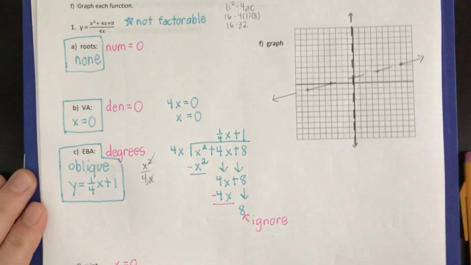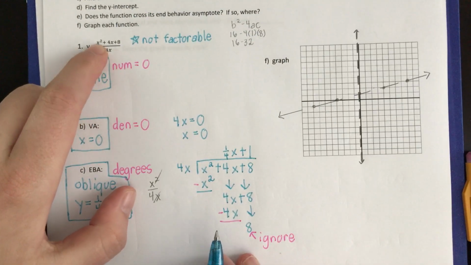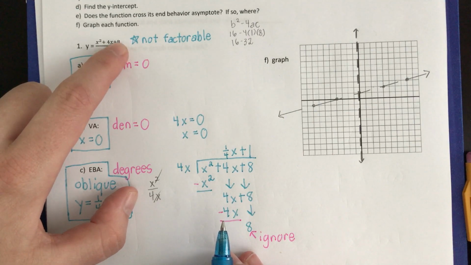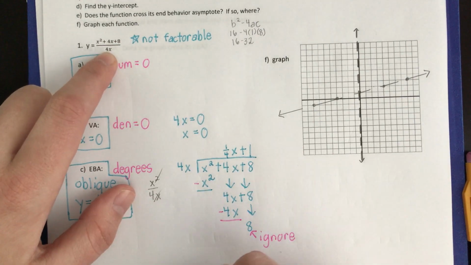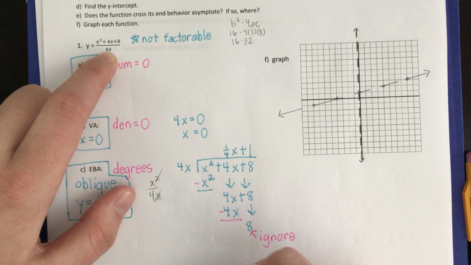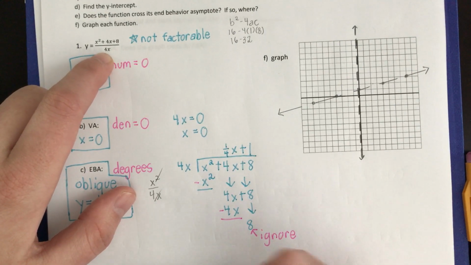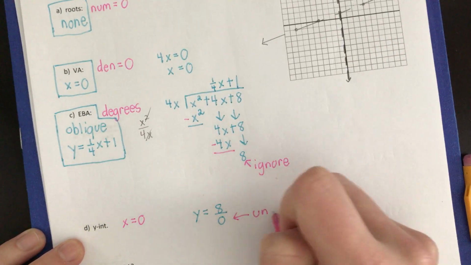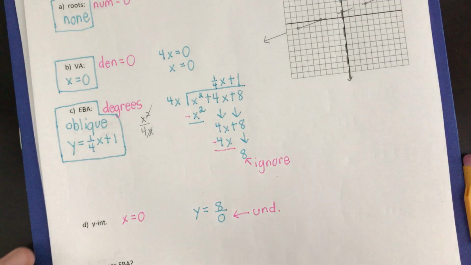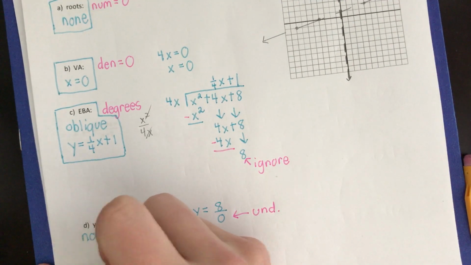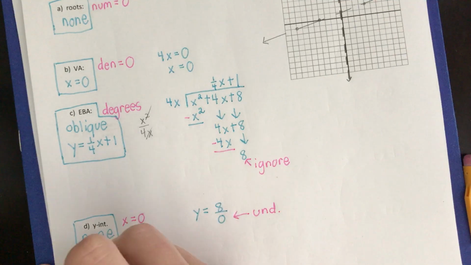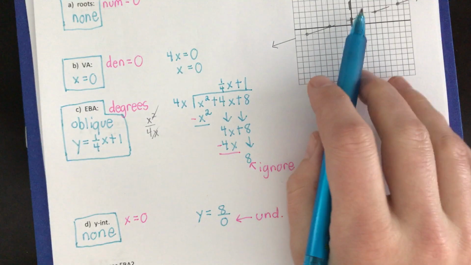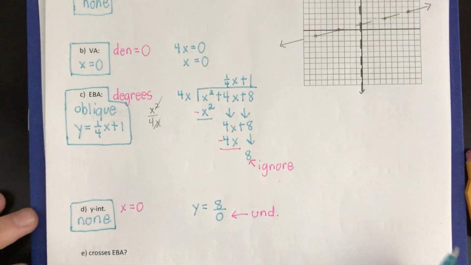Now I've got that y-intercept, x equals 0. I want you to think about this. If I have this function here, and I plug in 0 everywhere I see x, that term is 0, that term 0, that term 0. The only thing I have is y equals 8 in the numerator over 0 in the denominator. Remember, 0 in the denominator means undefined. So therefore you are going to have no y-intercepts. And that makes sense because, hello, you have an asymptote at x equals 0.